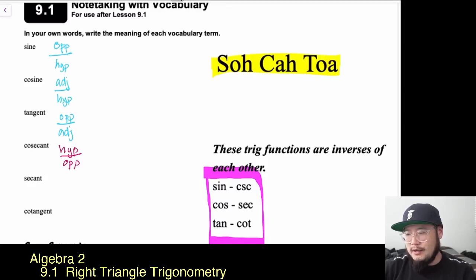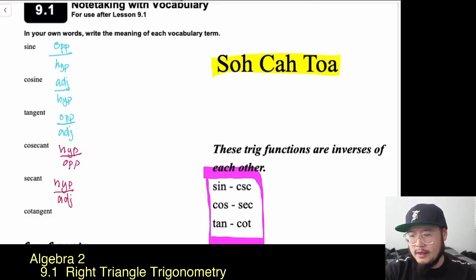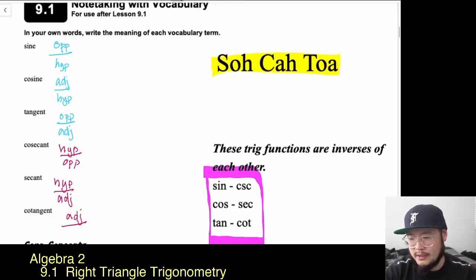Then the inverse of cosine is secant. So if I take the cosine ratio and flip it, it's going to be hypotenuse over adjacent. And then for cotangent, it'll be adjacent over opposite.